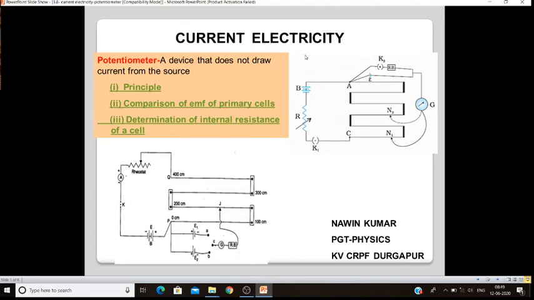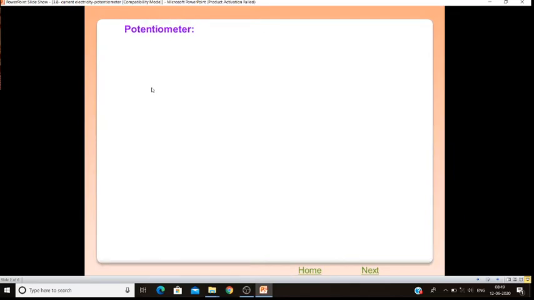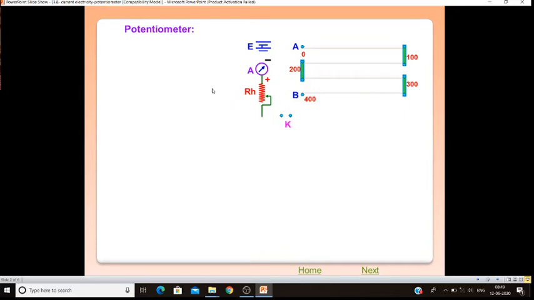From this part, every year there is a definite question in our CBSE board examination as well as in competitive examinations: numerical, circuit diagram, theoretical, reasoning question. Let us now first see the principle of potentiometer. First, let us see its circuit diagram.